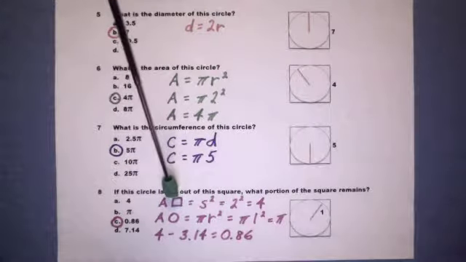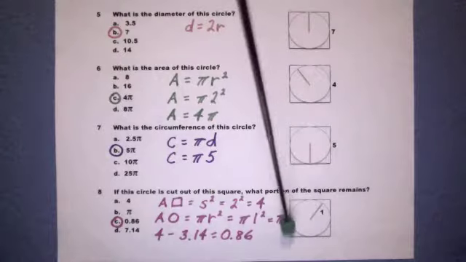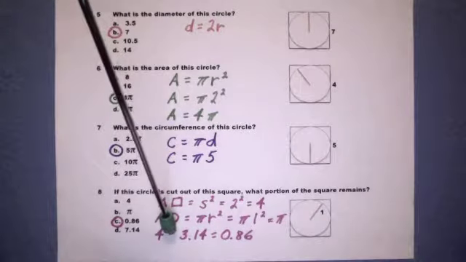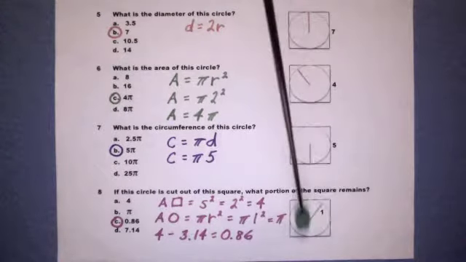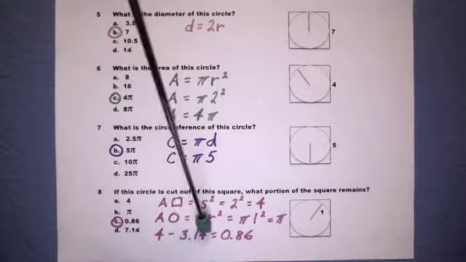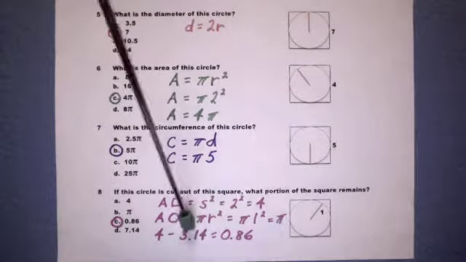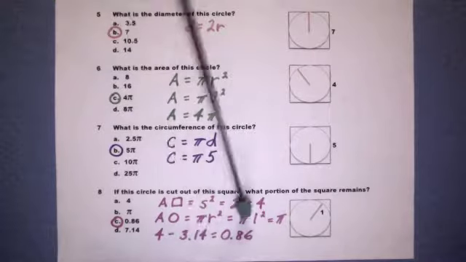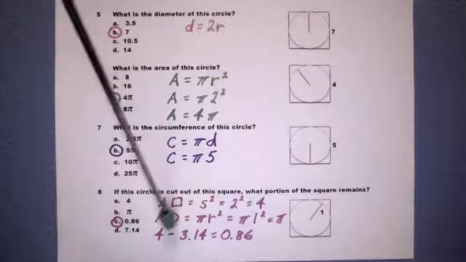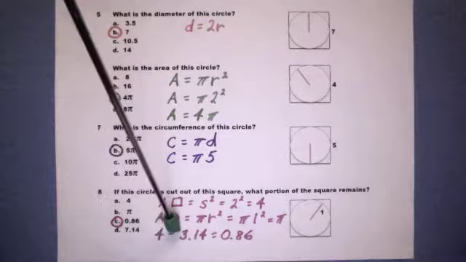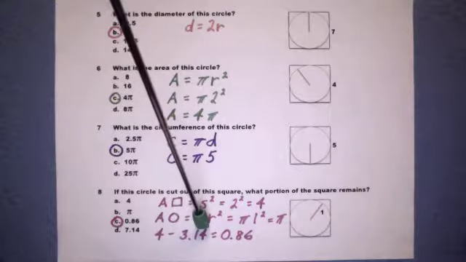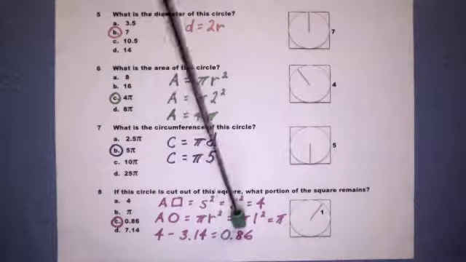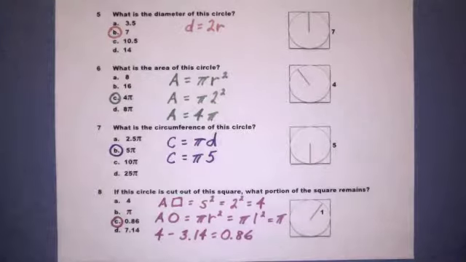So the area of the square, what we start with, minus the area of the circle, what we're cutting out. So pi is 3.14. The area of the square is 4. 4 minus 3.14 is 0.86. Our answer is C.